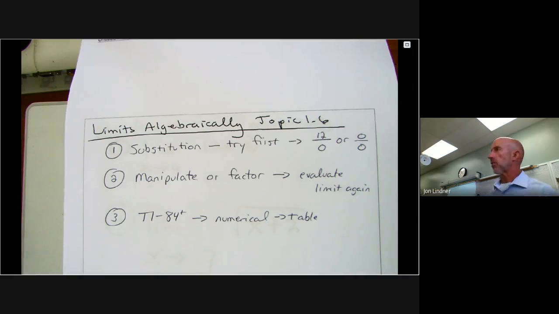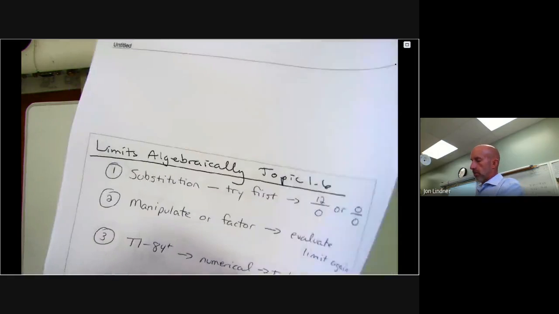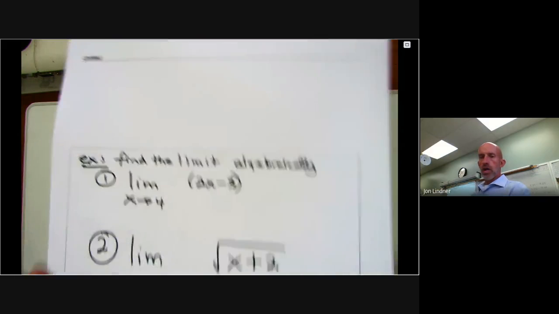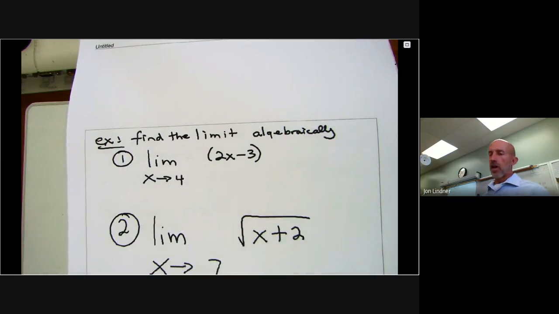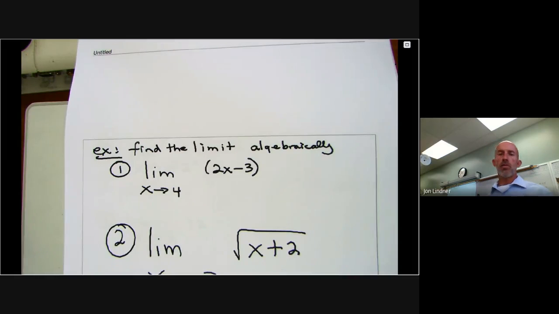So that's kind of our process when we are evaluating limits. You're going to find out some of these are incredibly easy, others require some algebraic work. So let's get to it. Let's say that I was asked to find the limit algebraically here on number 1. The limit as x approaches 4 of plain old 2x minus 3.